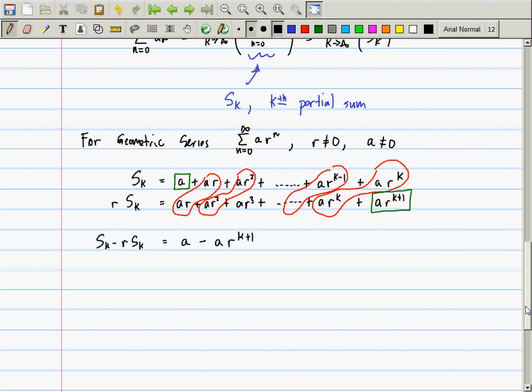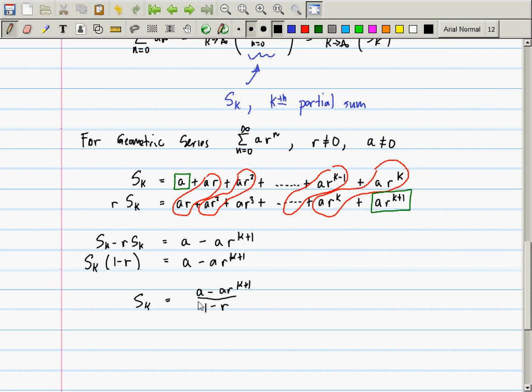Now, what's important to realize is that I made the restriction that a isn't 0 and that r is not 0. And what that means is that I can solve for the quantity S_k. On the left-hand side, I'll factor out the common term S_k. S_k times 1 minus r is equal to, on the right-hand side, a minus ar to the k plus 1. So then I can solve for S_k by saying that S_k is equal to a minus ar to the k plus 1 over 1 minus r.